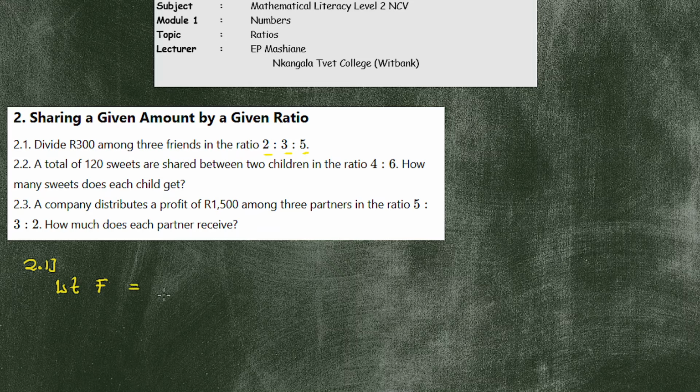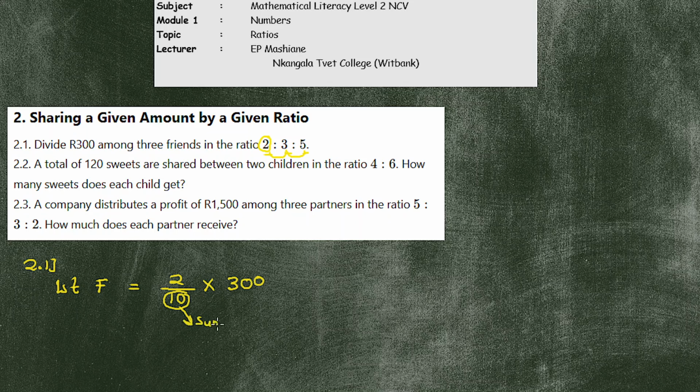For the first friend, his share will be, so the first friend has a ratio of 2. He's given a ratio of 2. So you write it down here, ratio of 2. Then you divide by the sum total of all the given ratios. So what is 3 plus 5? That's 8. Plus 2, that gives us 10. Then you multiply by the amount to be shared.